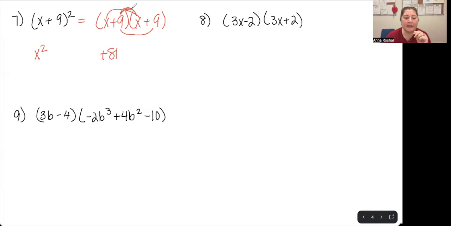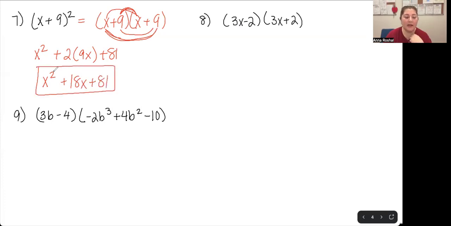This inner 9 times x, and this outer 9 times x is going to be double 9 times x, so 9x plus another 9x, which is basically going to be twice 9x, which is going to be x squared plus 18x plus 81. Again, if this is not your comfort zone, you can definitely go in and just continue doing the FOIL like you have been all the way through.